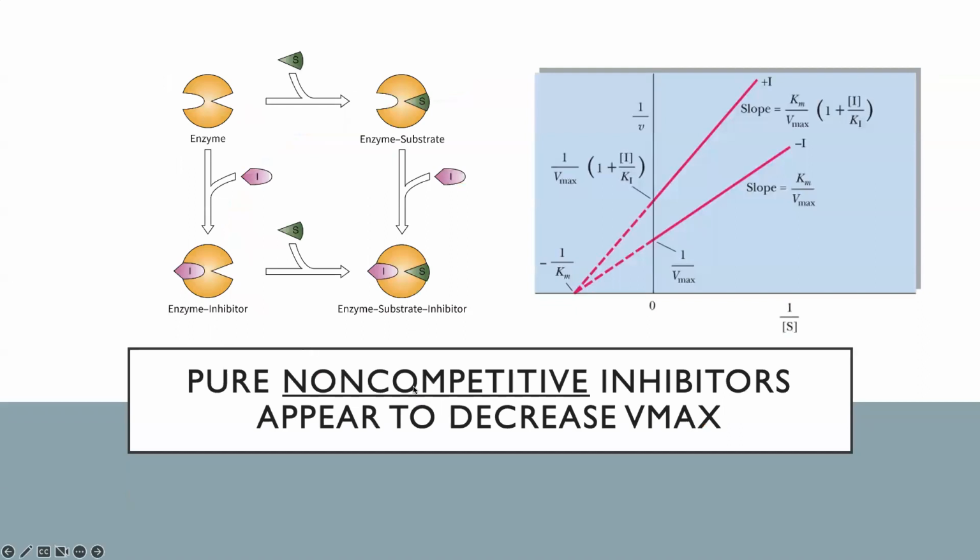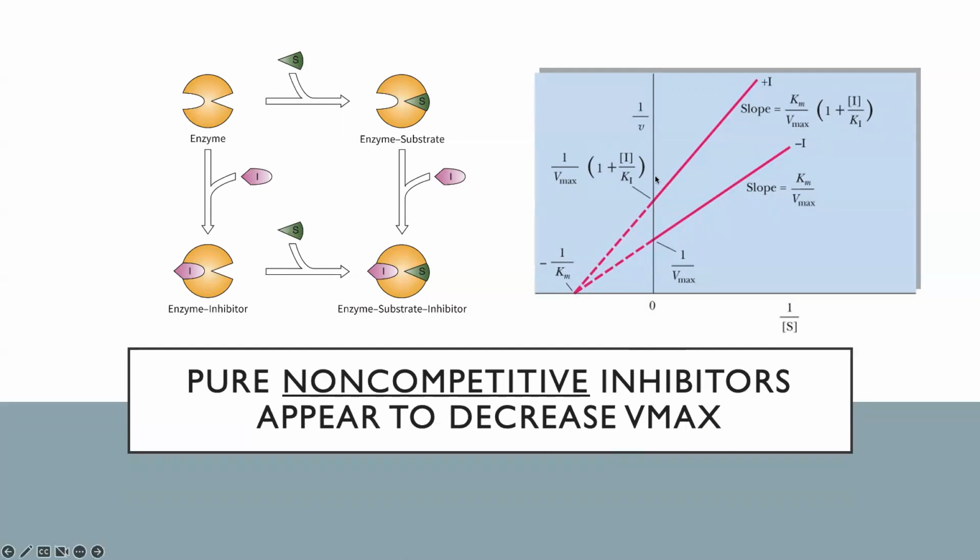So we can have something called pure non-competitive inhibitors, and these are going to decrease Vmax. And so here the inhibitor binds to a site that's other than the active site, and it can bind either just the enzyme or the enzyme and substrate complex. And it will inactivate any enzyme that binds to the inhibitor, making it less effective.